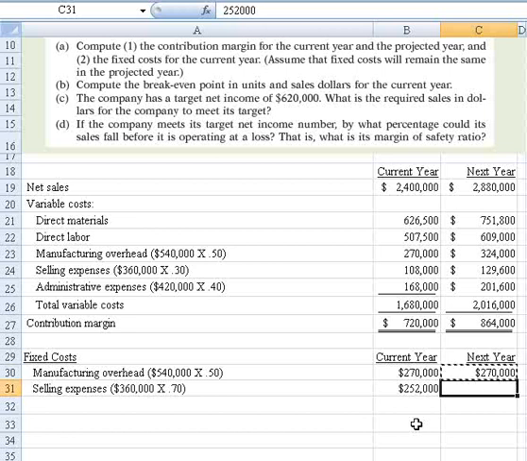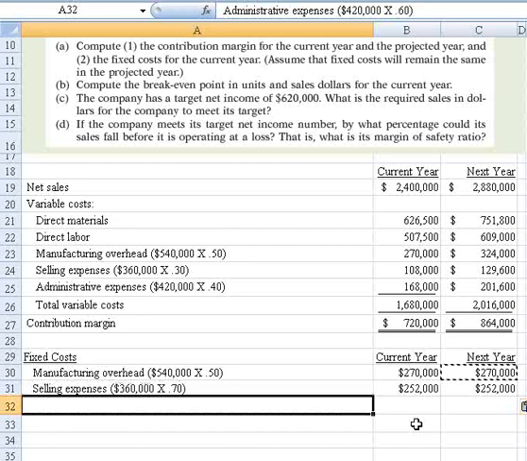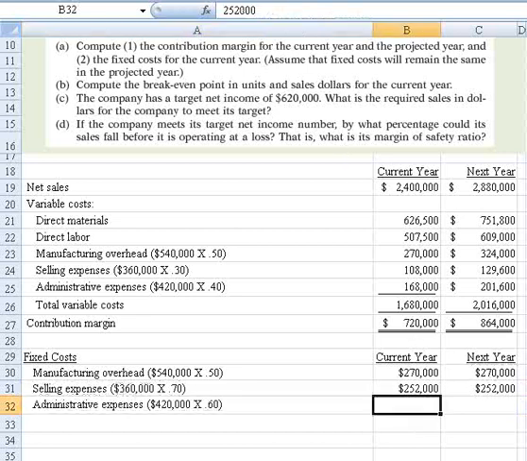So I'll copy this formula down. And the last one is the fixed portion of the admin costs. If I bring that to light, that should be equal to 420,000 times 60%. Okay, so I've got 252,000, and again, that 252 will remain the same next year because it's fixed costs.